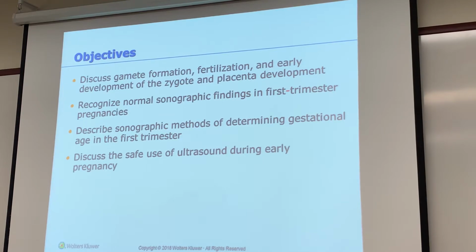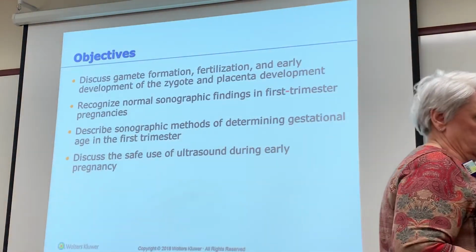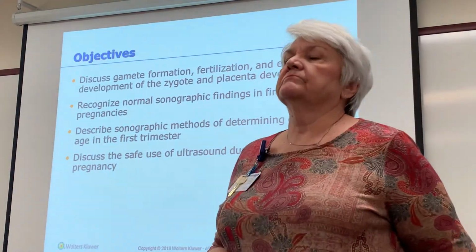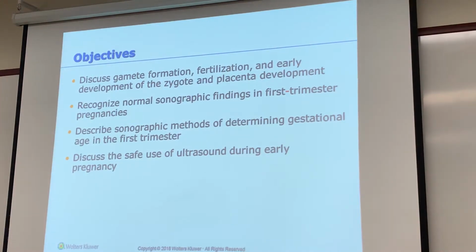Once it gets up to 16 cells, what is it called? The zygote? Once it gets to 16 cells, what is it? Gamete? No. What is a gamete? A gamete is a sperm and an ovum. That's a gamete.